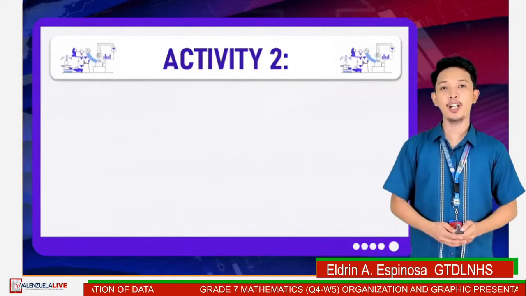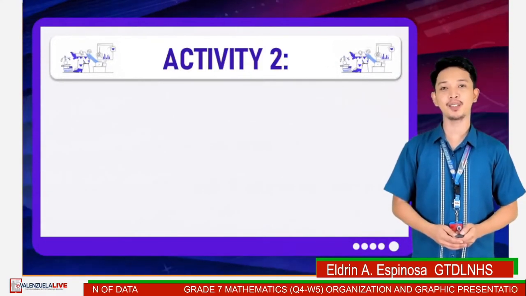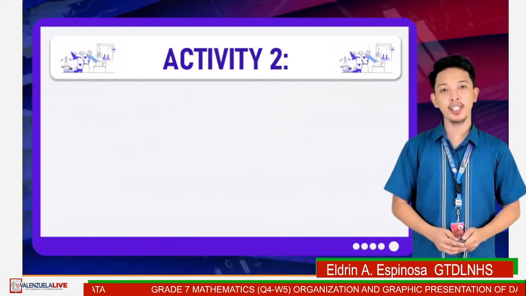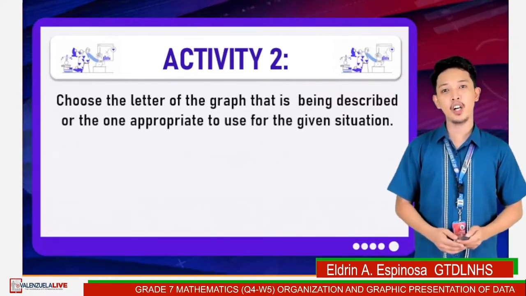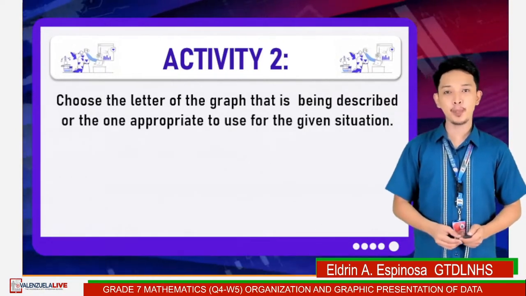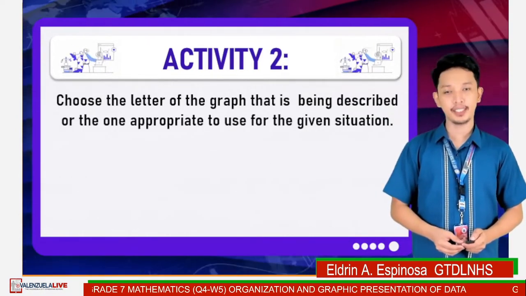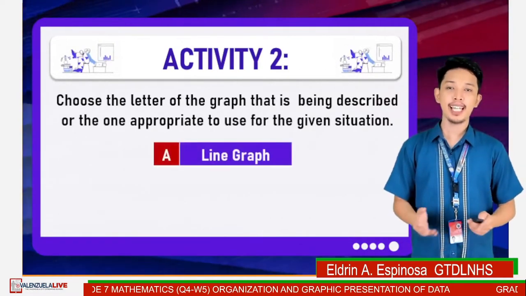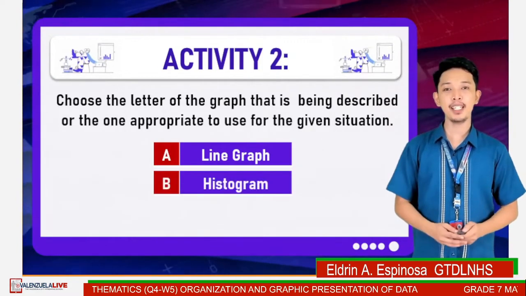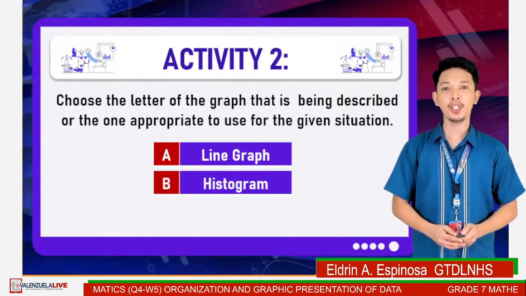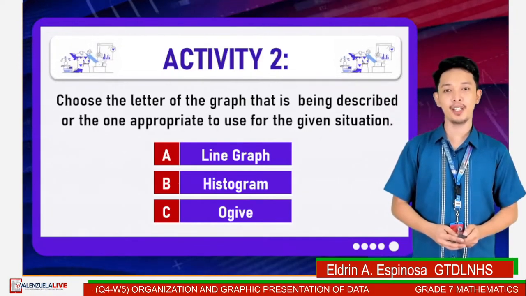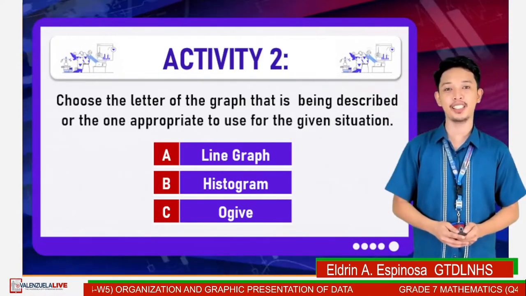Now, are you ready for the next activity? Alright! In this activity, all you have to do is to choose the letter of the graph that is being described or the one appropriate to use for the given situation. Type A if your answer is line graph, type B if your answer is histogram, and type C if your answer is ogive. You have 5 seconds to answer.